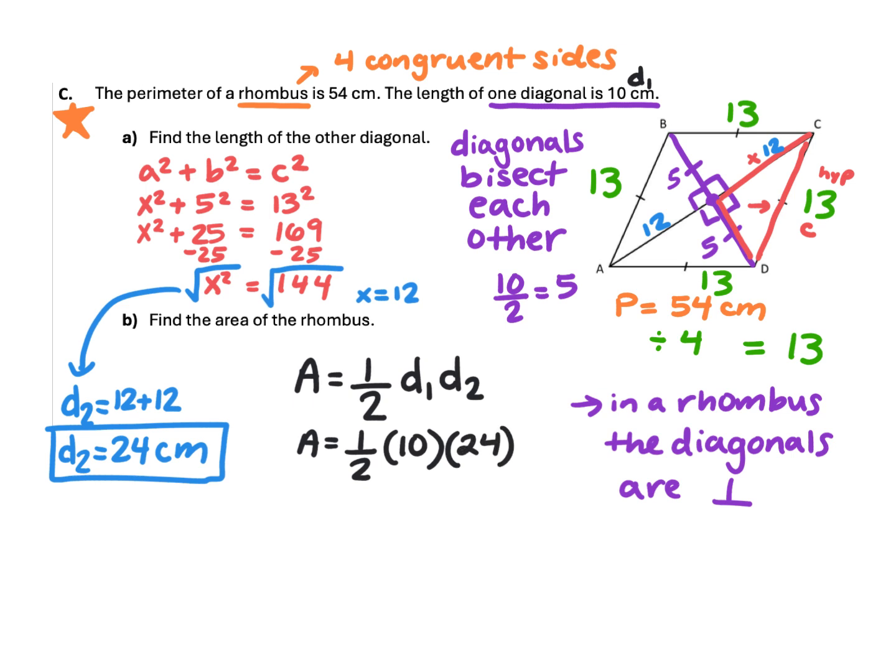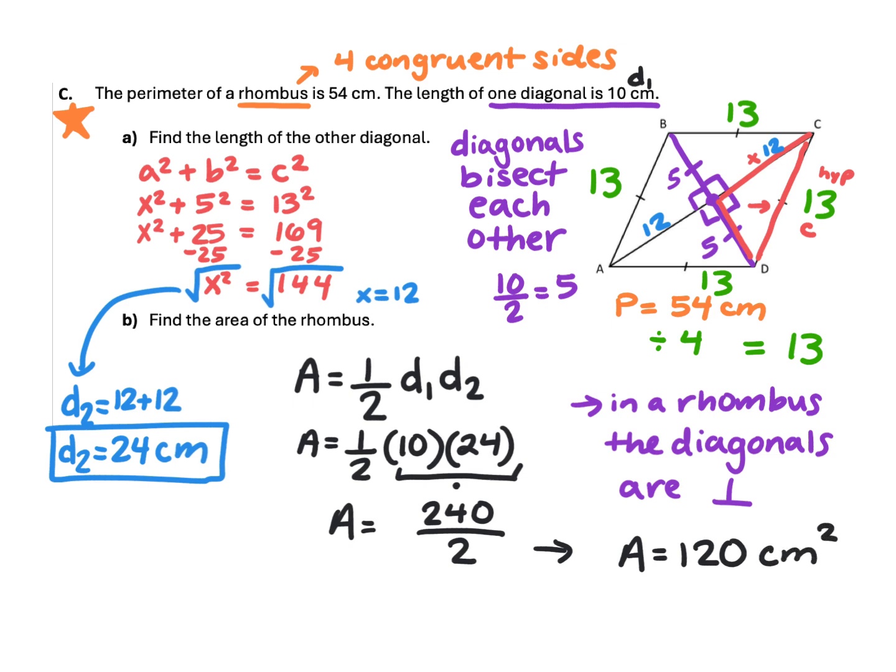You can multiply these in order from left to right, or remember, you can also just multiply that and then divide by 2. So I'm going to do it that way this time. So that's 240, and then half is the same as dividing by 2. So 240 divided by 2 is 120. So our area of the rhombus is going to be 120 centimeters squared.